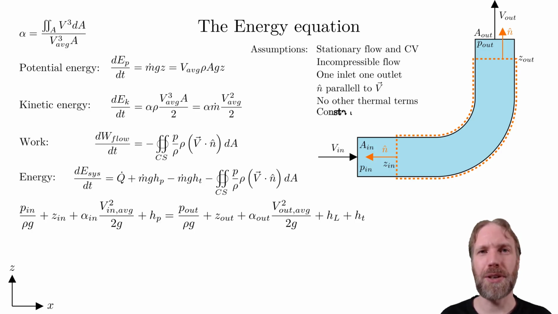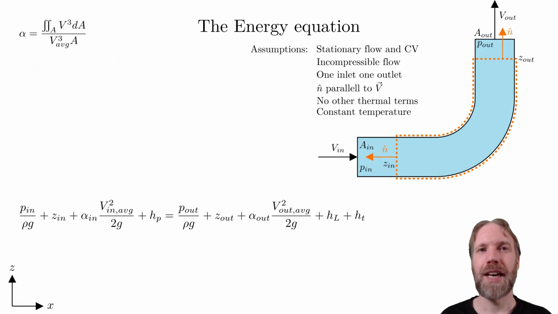We also assume constant temperature, which means that our loss is so small that we do not affect the temperature in any significant way. To quickly summarize the names of the new terms, HP is the pump head, HT is the turbine head, and HL is the head loss.